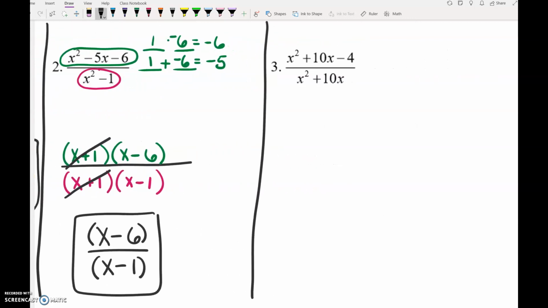If any of you have worked ahead to number 3, you might have noticed something frustrating about the top. Two numbers that multiply to give us -4 are not going to add up to 10. This top part is not factorable.